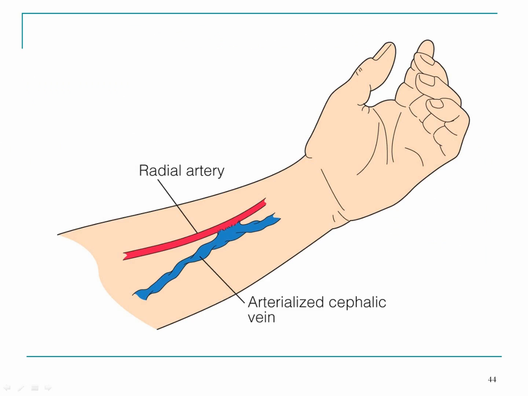So 44, it's a radial artery arterialized cephalic vein. The fistula is created by attaching the artery to vein, and this gives access to stick the vein with needles while still getting the flow of an artery.